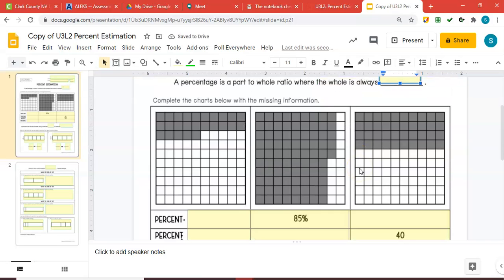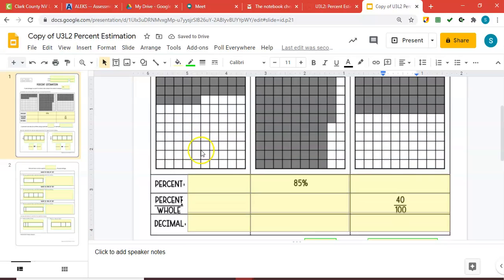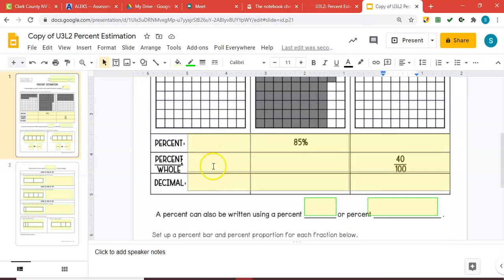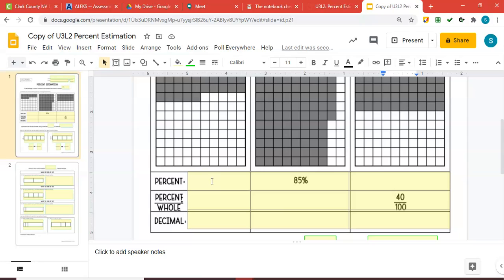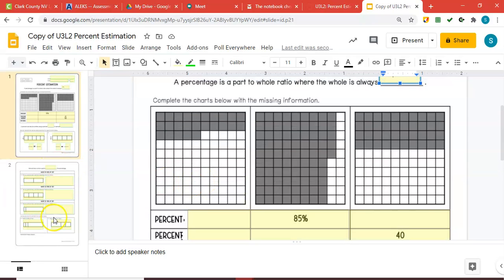Alright. Now we're going to complete the table, so you're going to look at these. You're going to calculate the percent, the fraction, and the decimal. So take a minute, figure that out, and we'll be right back to do it once you've had a chance. So pause the video, go ahead and do that.